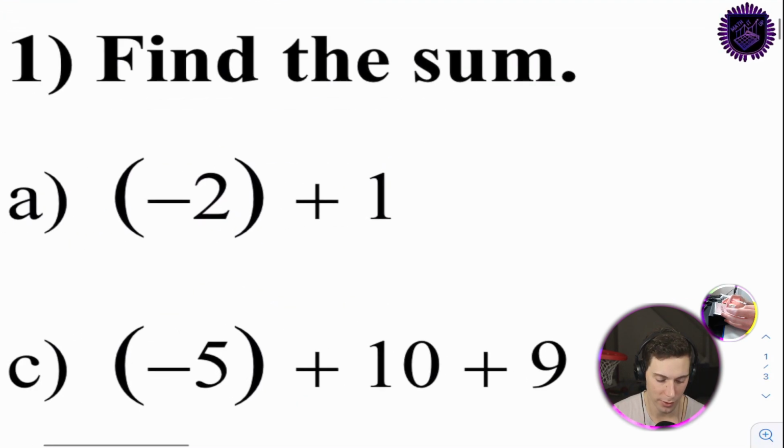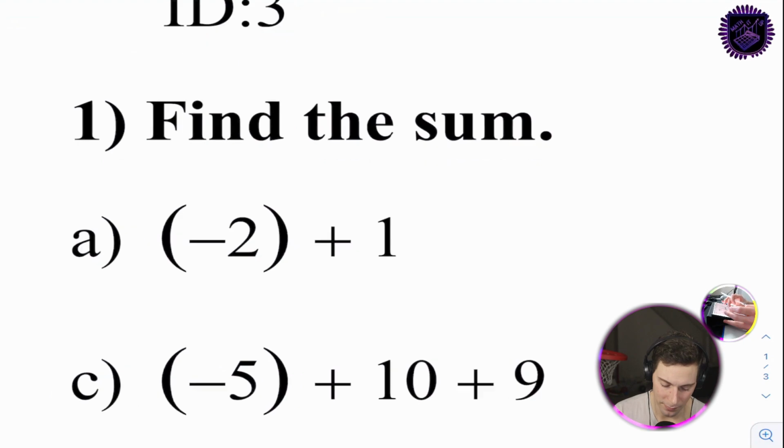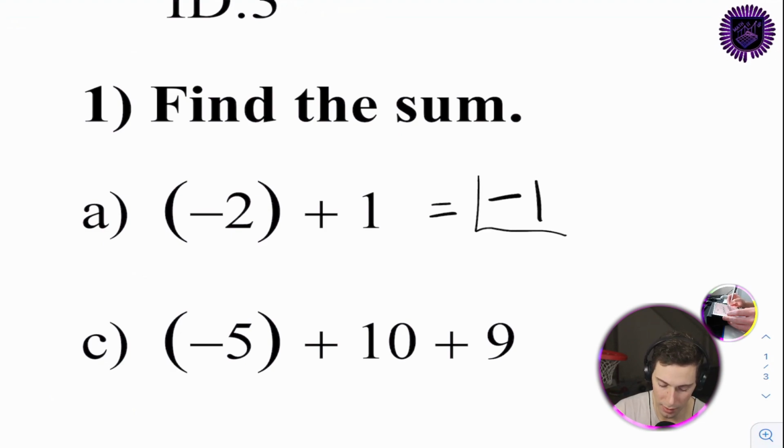Question 1a is an easy one. -2 plus 1. The difference between these two numbers is 1, right? 2 subtract 1 is 1. The difference is 1, and the bigger number is negative. So our answer is going to be -1.